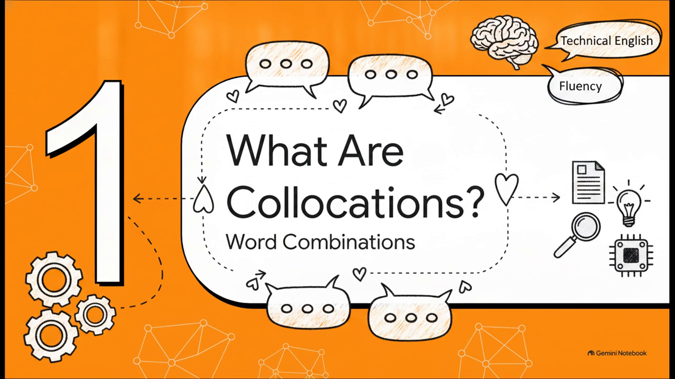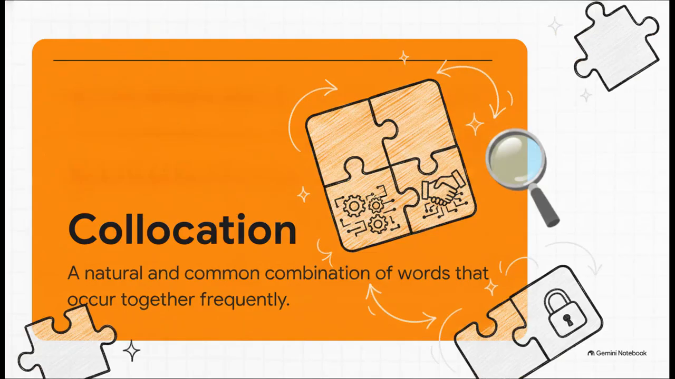ये समझना बहुत ज़रूरी है. So, the crucial point here is that in English, certain words just naturally lock together. Collocations refer to these natural and common combinations of words that occur together frequently. Think of them exactly like puzzle pieces. Just as specific puzzle pieces naturally fit into one another perfectly, these word pairs are literally fixed in the minds of native speakers. They just snap together effortlessly.